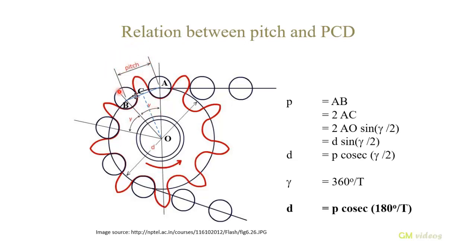Pitch is nothing but the distance between two adjacent roller centers. So pitch is equal to AB. Here it is very clear to us that AB is twice AC. So substituting AB by 2 times AC. Now in this triangle ACO, angle ACO is 90 degrees, AO is the hypotenuse. Therefore AC will be AO sine gamma by 2.